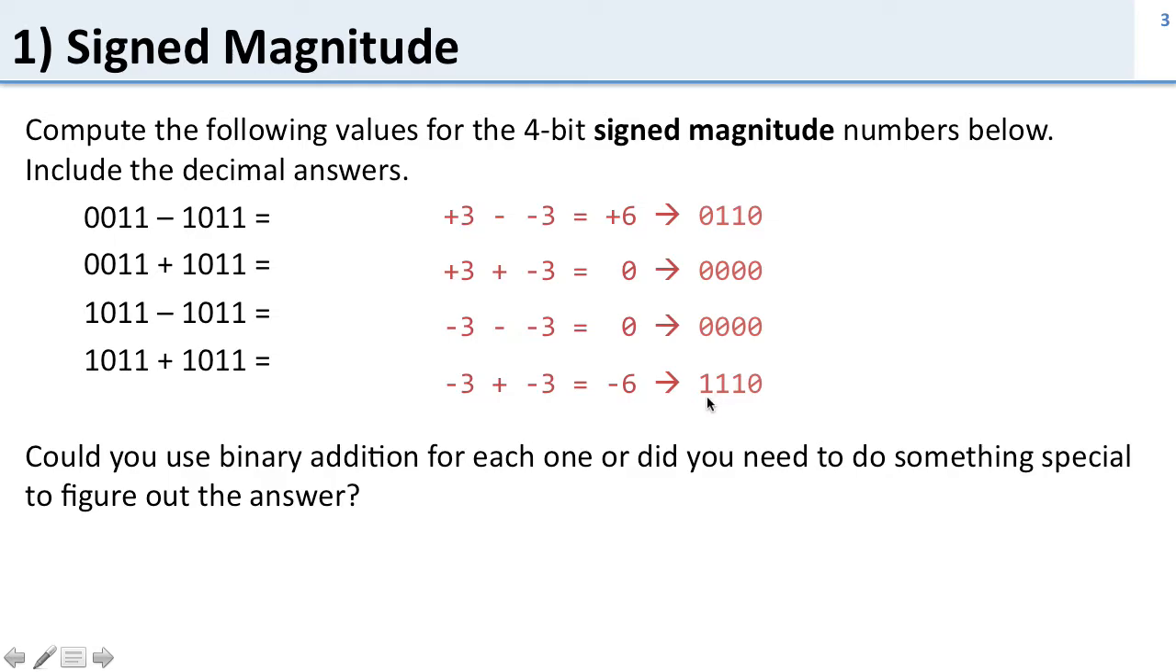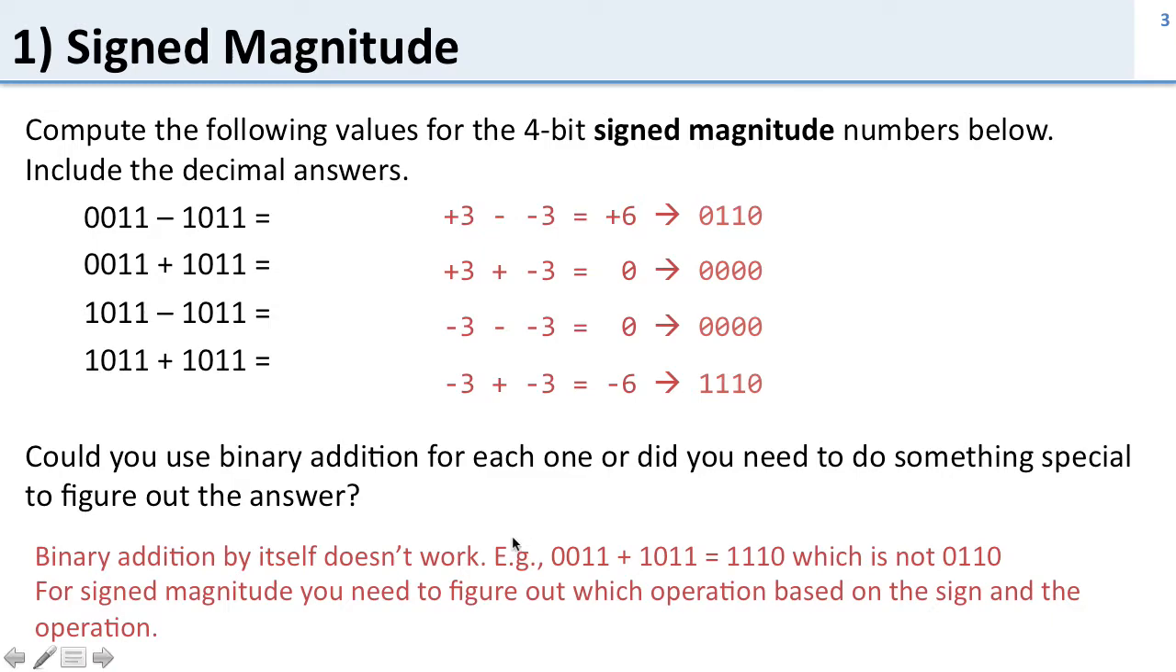Now the second question was, using signed magnitude, could you use binary addition for these? So let's take a look just at the first one here. So binary addition doesn't work. If I just put these together in binary addition, I get 0, 0, 1, 1 plus 1, 0, 1, 1, which is going to give you this other number here, 1, 1, 1, 0, and that's not what we want. This is the answer we wanted to get out of it. So binary addition did not work here.